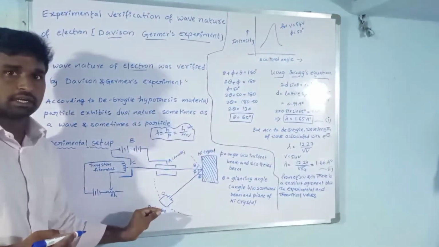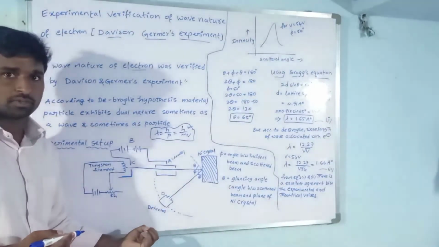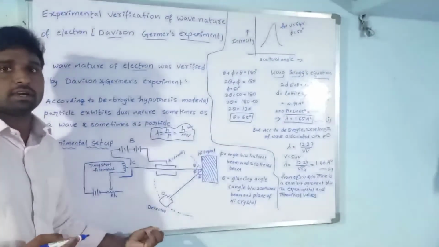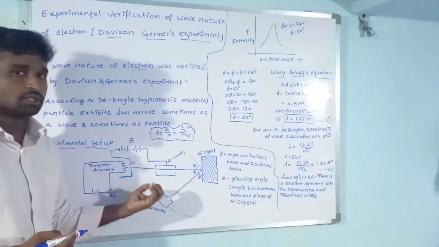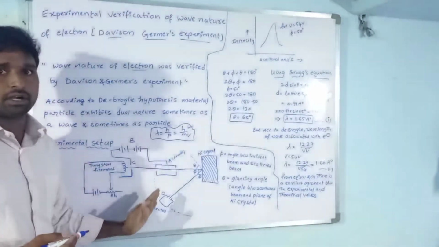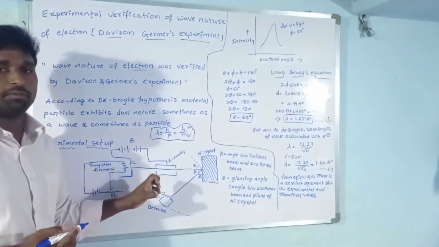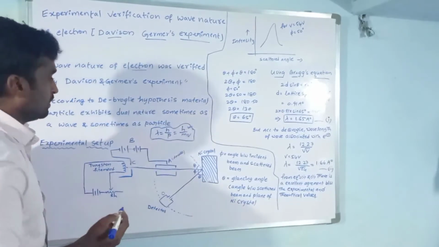Inside this detector a galvanometer is placed. What is the use of the galvanometer? The galvanometer is used to check whether current is flowing or not. The deflection in the galvanometer indicates the current.